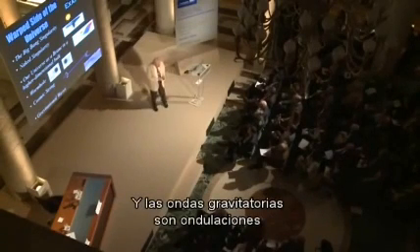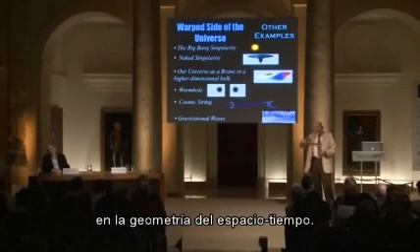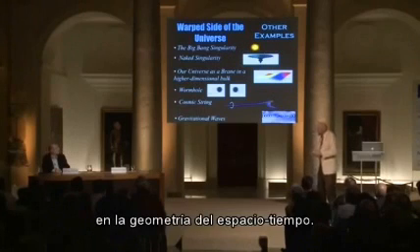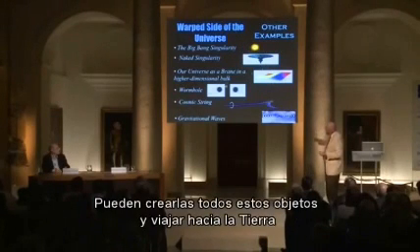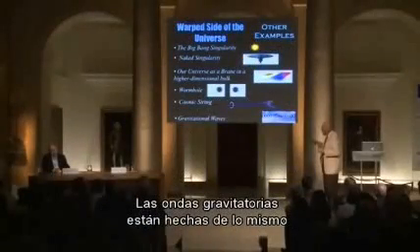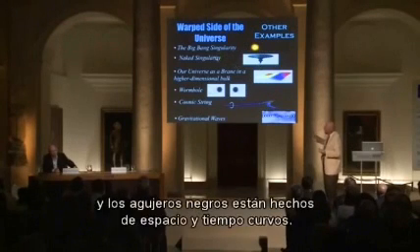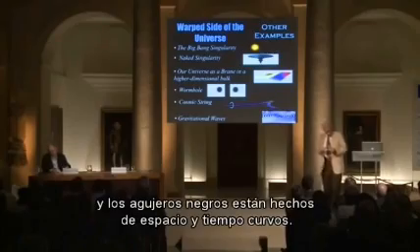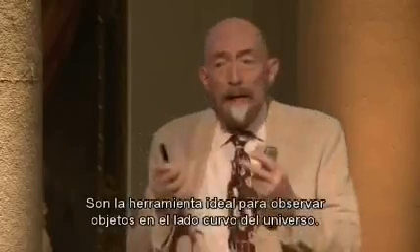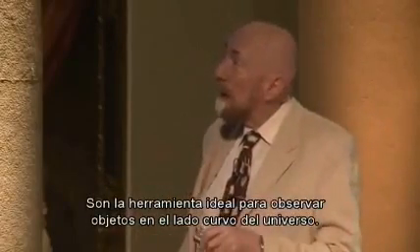And gravitational waves. These are ripples in the fabric or the geometry of space and time that can be created by all of these objects and travel out to us, to Earth, bringing us information about the other objects on the warped side of the universe. Gravitational waves are made from the same thing as wormholes and singularities and black holes. They're made from warped space and warped time. So they are the ideal tool for observing objects on the warped side of the universe.